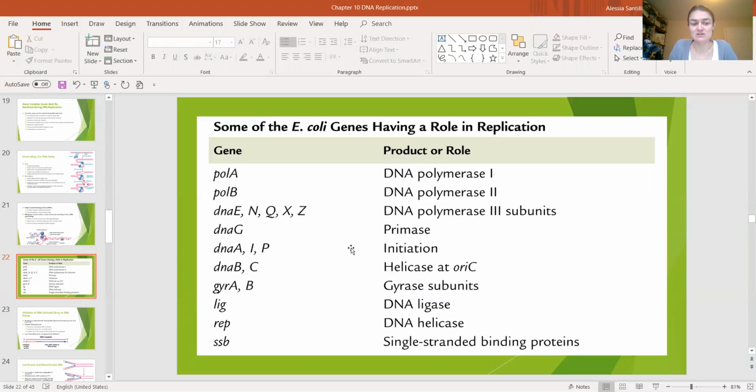We have initiation like DnaA, which is a type of helicase, and then DnaB, which is the main helicase that we need to open up the ORC. DnaA also starts recruiting everything near it. We have gyrases, DNA ligase, which we'll talk about in just a second, and then another helicase, and of course your single-stranded binding protein. These are pretty much all of the ones that we need. These are known as the replisome. All of the enzymes that are necessary to allow for DNA replication to occur are called the replisome.